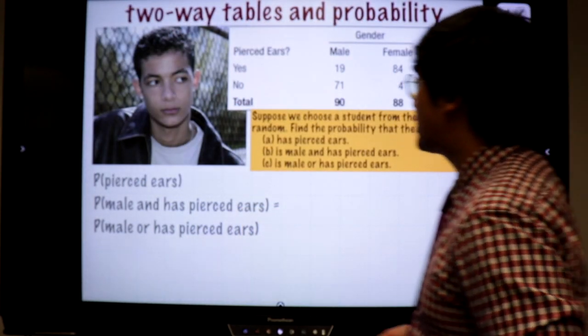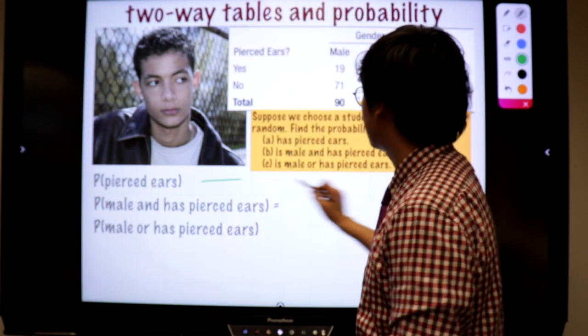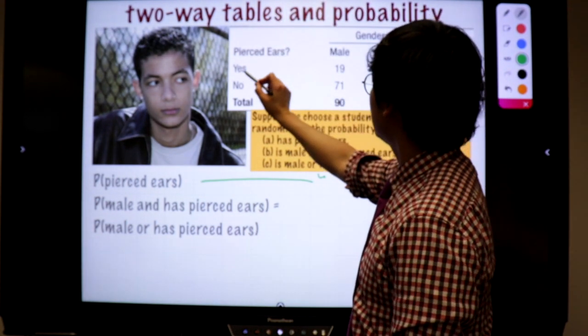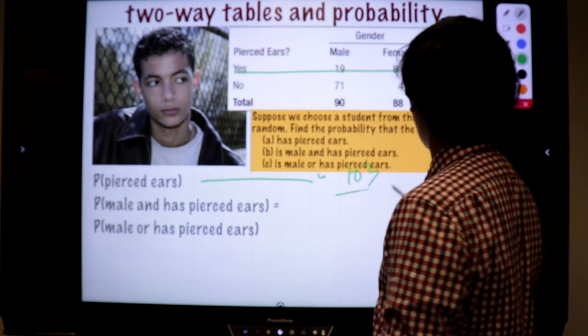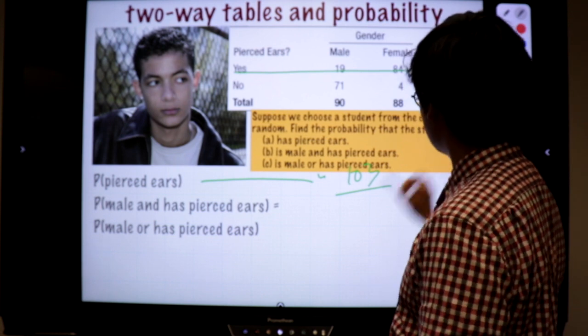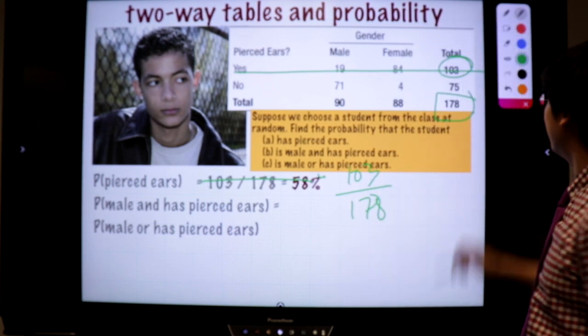So let's answer each probability. So for the first one, pierced ears, which means pierced ears. Yes, right? 103. Total of 103, out of the total number of students, which is 178. So that is the probability, which is about 58%, right?